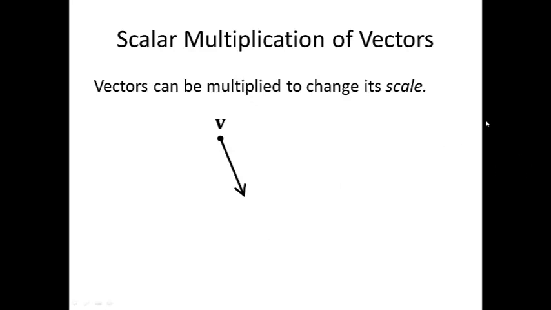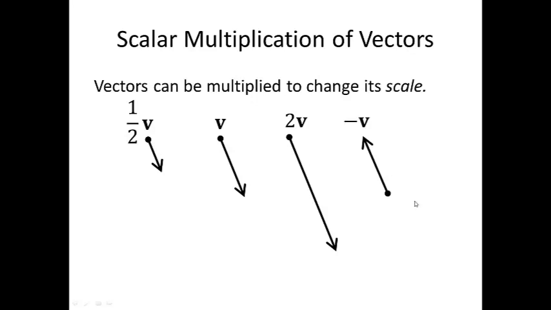Okay, now let's do stuff with our vectors. We can multiply them by a scalar, okay? Scalar multiplication. This is really easy. We're just going to multiply by a number. So here is vector v. Here's 2 times v. It's twice as long. This is 1 inch. This will be 2 inches. And then this will be half an inch. And this will be a negative because it's going in the opposite direction.